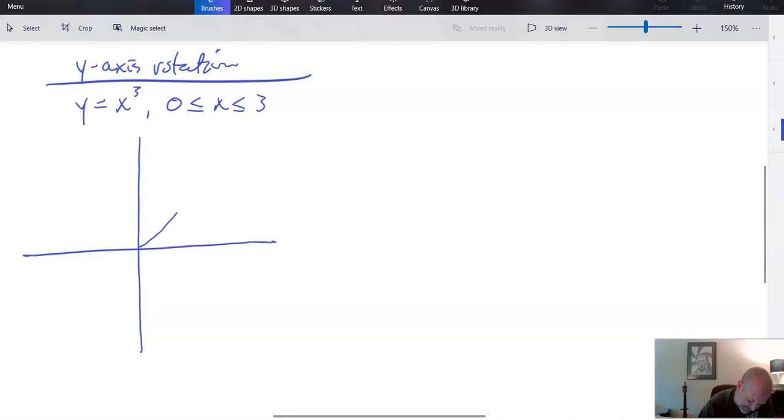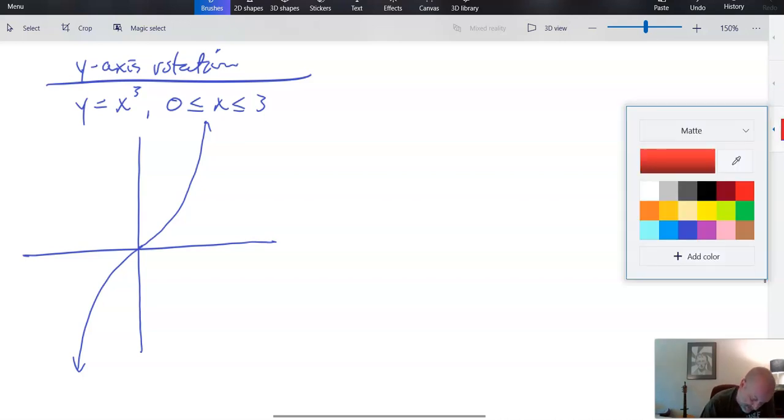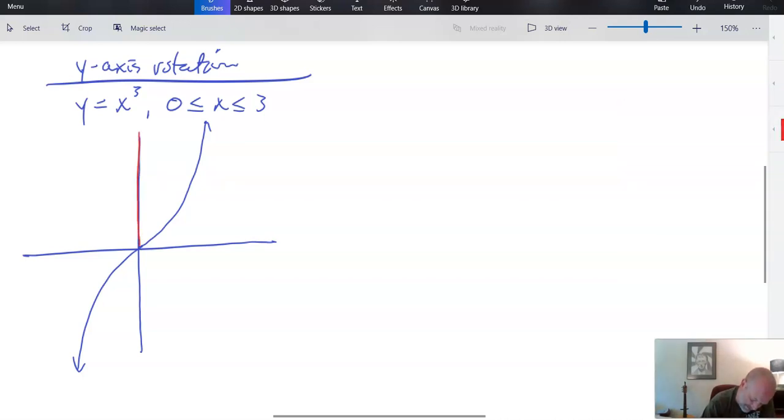And we know the cubic function does something like this. X is going from 0 to 3, which means that we are bound here and here. We'll just call this 3 because I feel like calling that 3. So the part between the y-axis and the cubic function here is this part, right? It's this shape right here that we're looking at, and we want to rotate this about the y-axis.